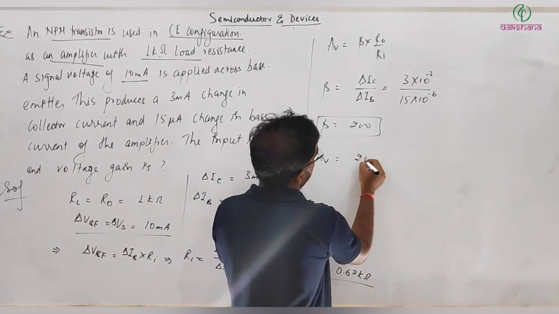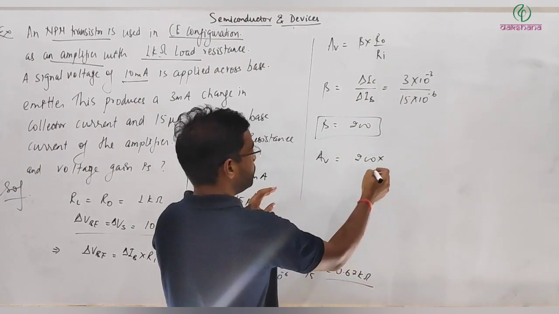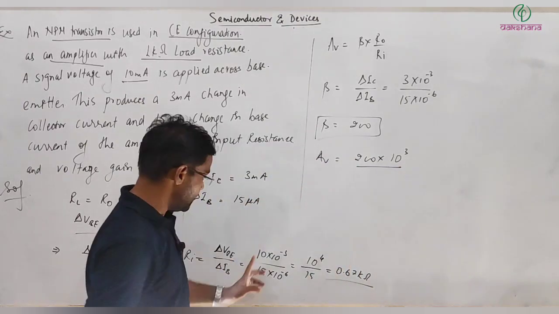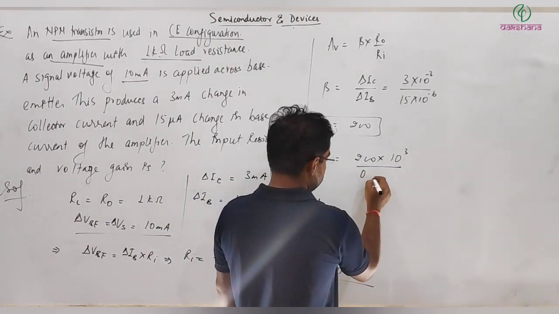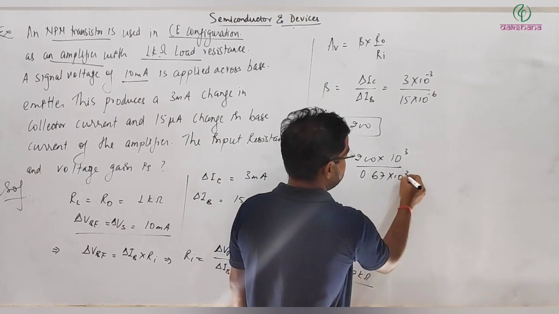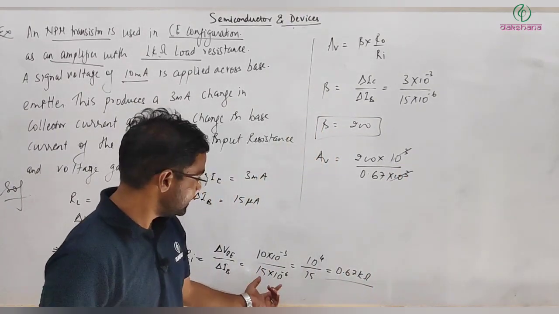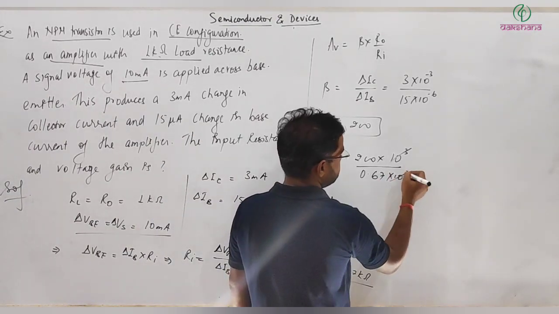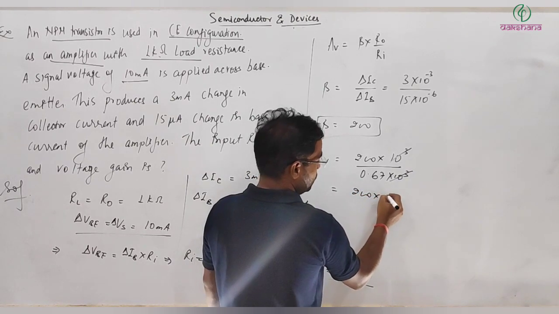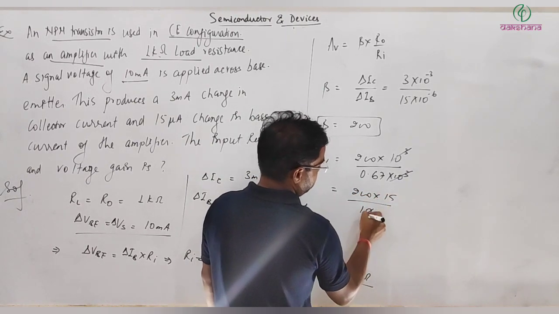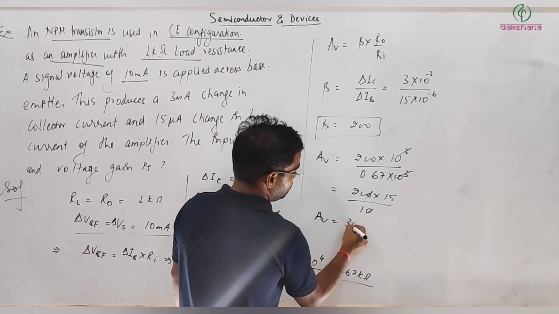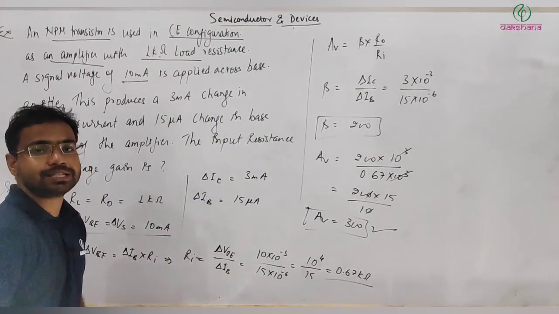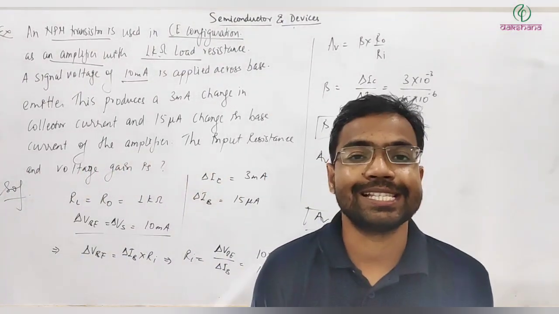If we substitute there, then voltage gain AV is beta, 200, multiplied by R output, how much, 1 kilo ohm, so 10 raised to the power 3, divided by R input, which is 0.67 into 10 raised to the power 3. This simply gets cancelled, and 0.67 is also equal to 10 by 15. So this is equal to 200 into 15 divided by 10, and we are getting AV is equal to 300. So this is your voltage gain for NPN transistor used in common emitter configuration as an amplifier.